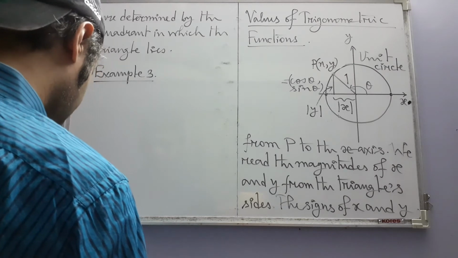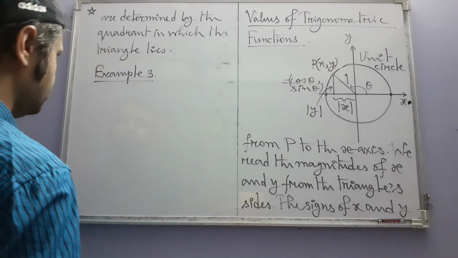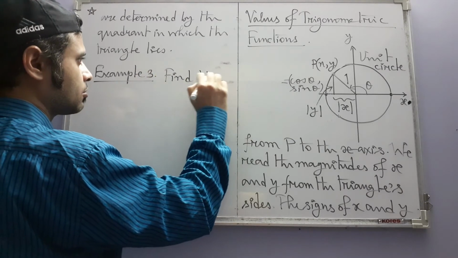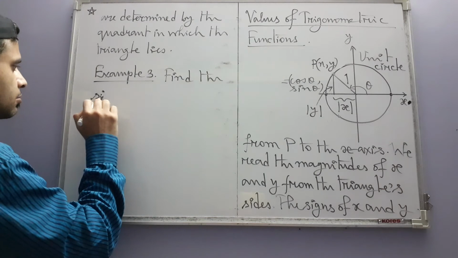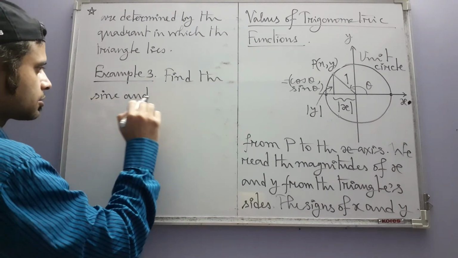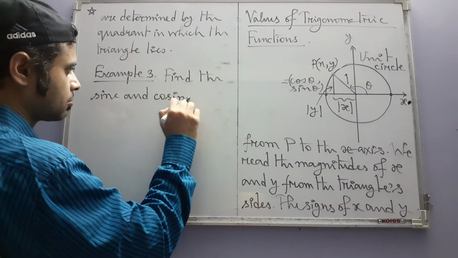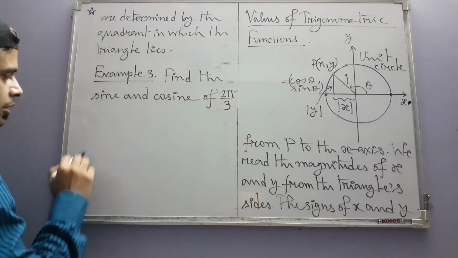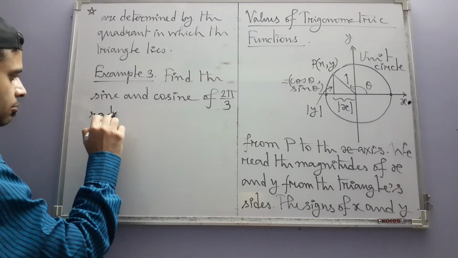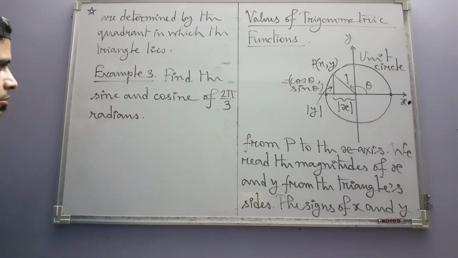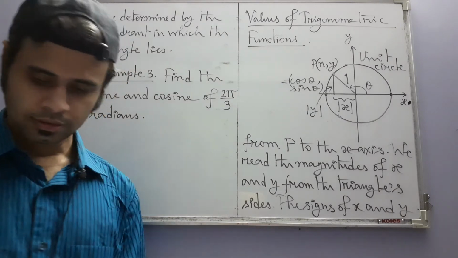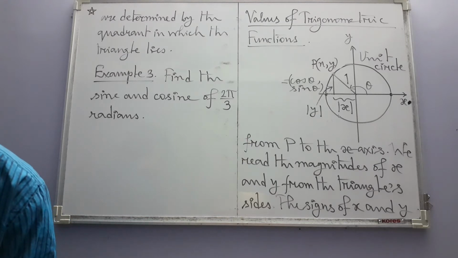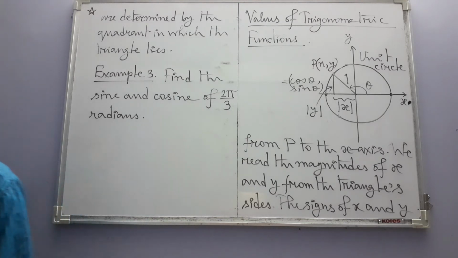Find the sine and cosine of 2 pi divided by 3 radians. Now the authors have carefully chosen 2 pi by 3 because it's an obtuse angle.